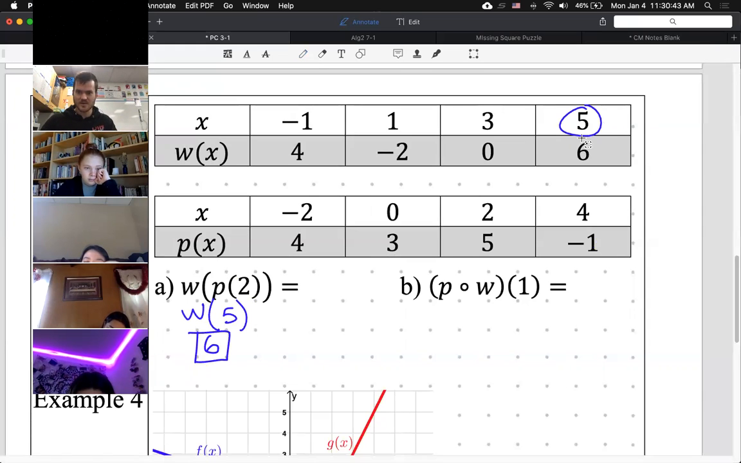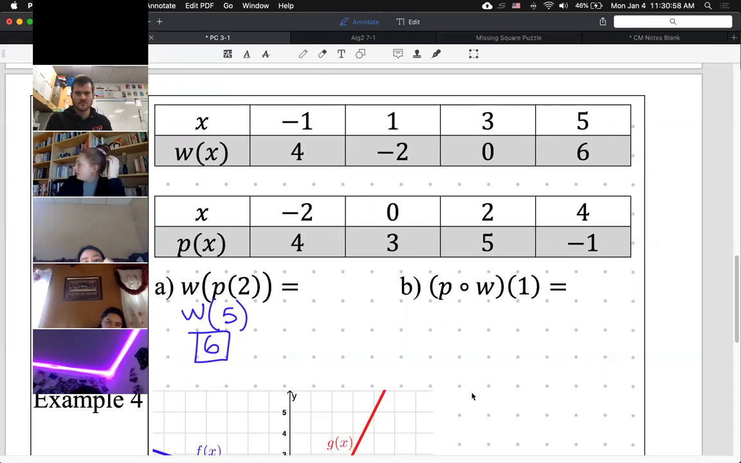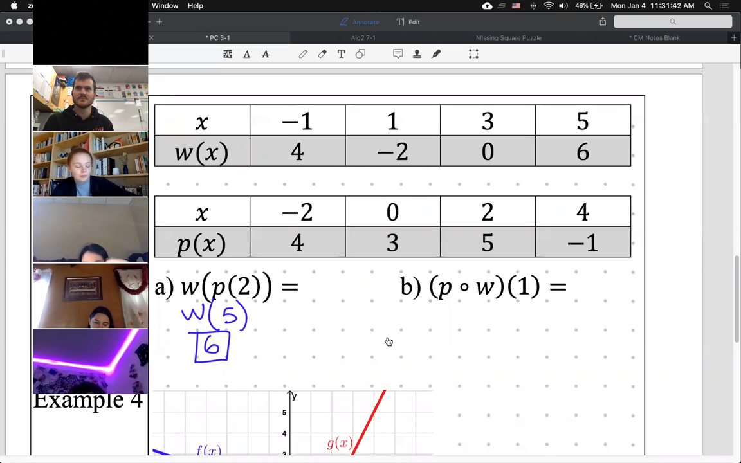I want everyone to try this next one on your own. I'll give you about 30 seconds. I have the composition of P and W. If I plug in 1 into that function, what do I get out? What did you guys get? Does anyone have an answer? Yeah, Beverly?